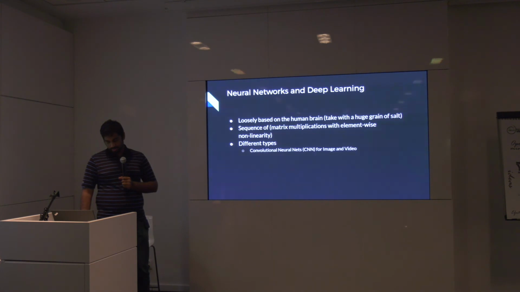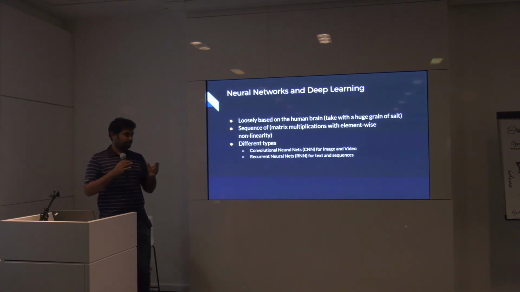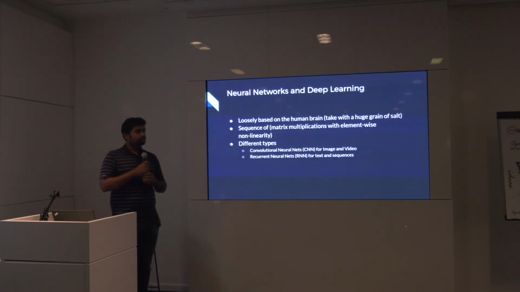Okay, there are different types of neural network architectures or building blocks. The two most common ones are CNNs, convolutional neural networks, which are used for image and video, and more recently for text as well.